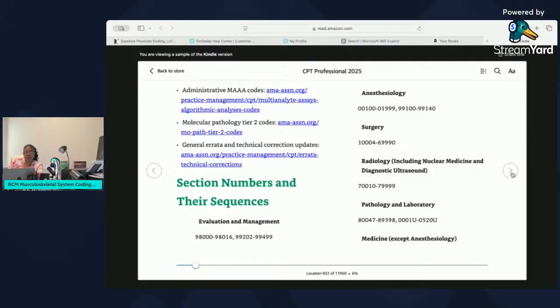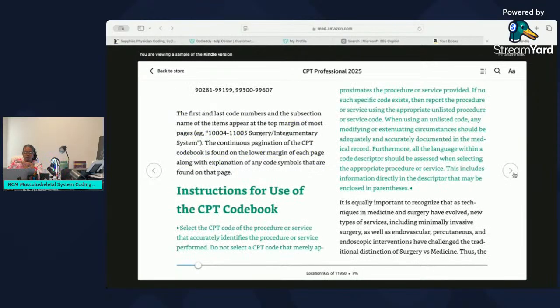This is giving you a heads up of what evaluation management is and how it is sequenced. They're giving you some of the 70,000 codes, and they're telling you how they are sequenced from 710 to 799. Pathology is a blip when we get ready to get to it. Surgery goes from 10 to 69990. Read this. This is free.